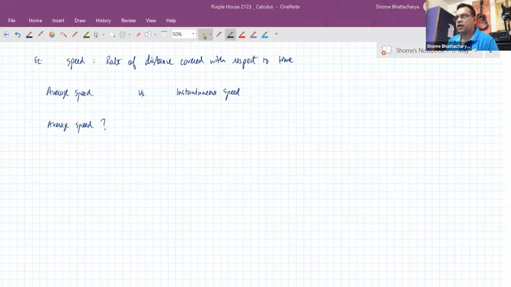Distance upon time, sir. So what we have to do for the average speed for an entire trip is measure the total distance, and divide it by the total time. Yes, sir. Okay, now suppose your whole trip took you 8 hours.